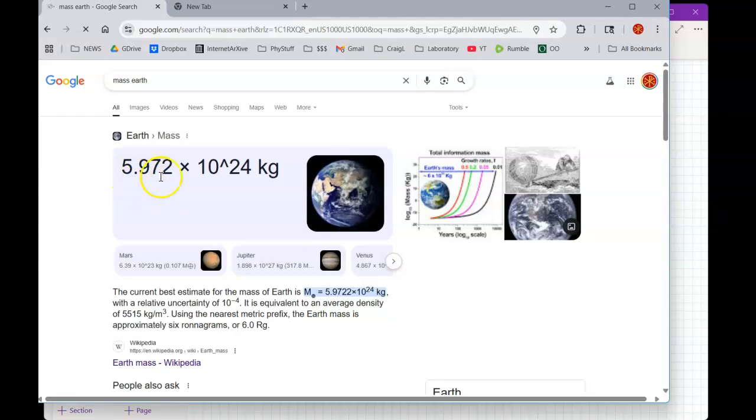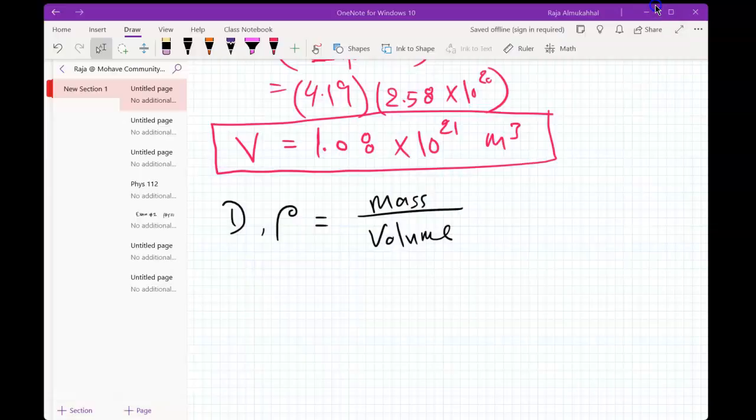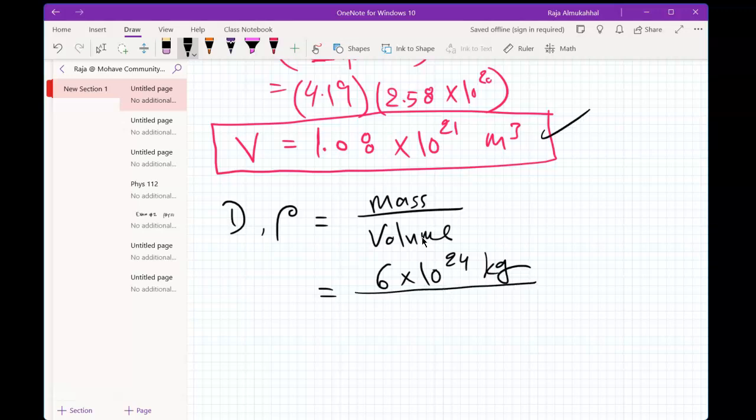There we go. It's roughly, written in scientific notation, 5.972 times 10 to the 24 kilogram, right? And that's the number we want. Let me just approximate it, 5.972 as approximately 6, so 6 times 10 to the 24. To get the density of the Earth, 6 times 10 to the 24 kilogram divided by the volume. I already have the volume, 1.08 times 10 to the 21 meter cubed.